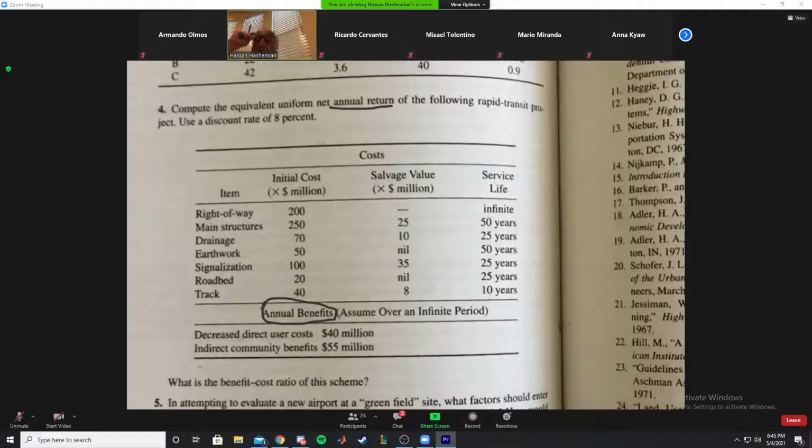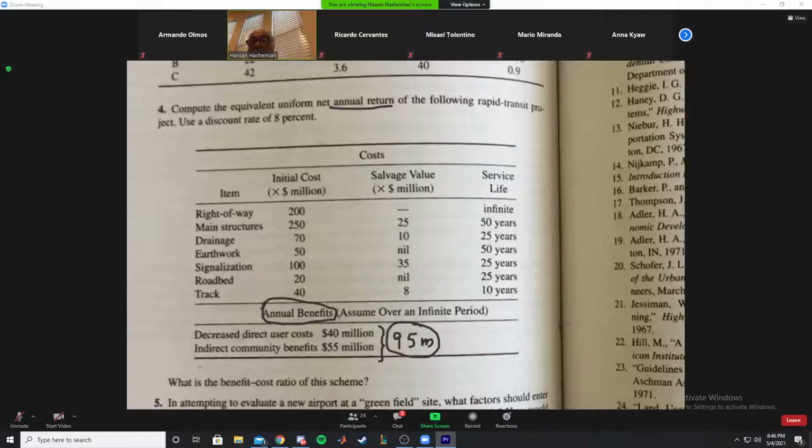So the $40 million is your decreased user cost, which is the benefit. Indirect community benefit is 55 million. So the total of these, which is 95 million, is your total benefit. And it is annual, because here it says annual benefit. So you have the benefit annually. Now you have to figure out what your annual cost is going to be.